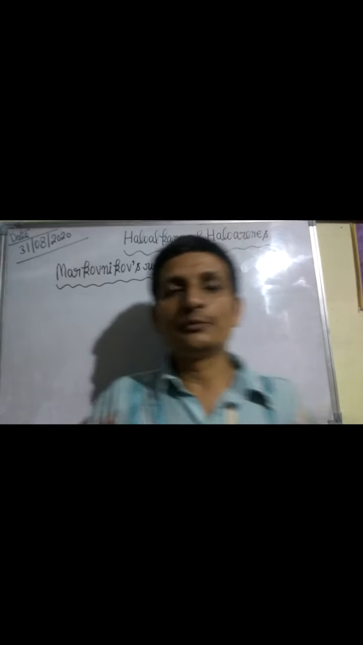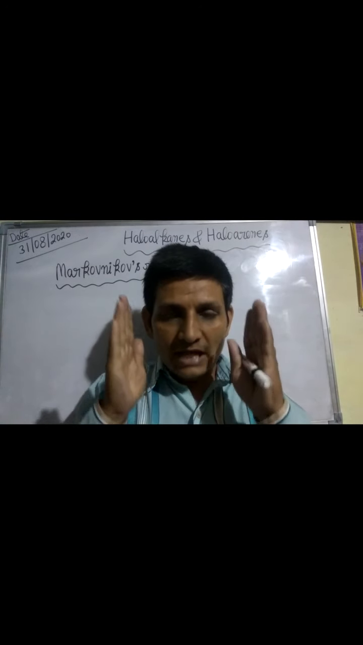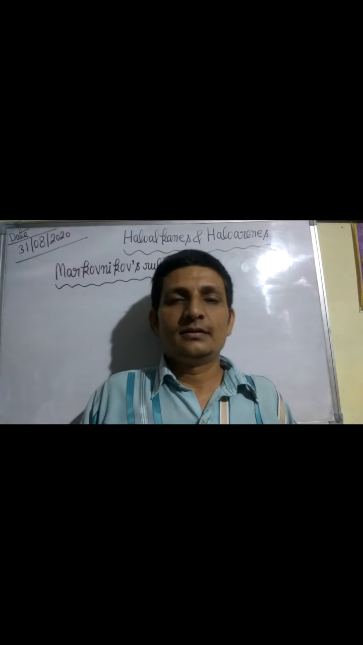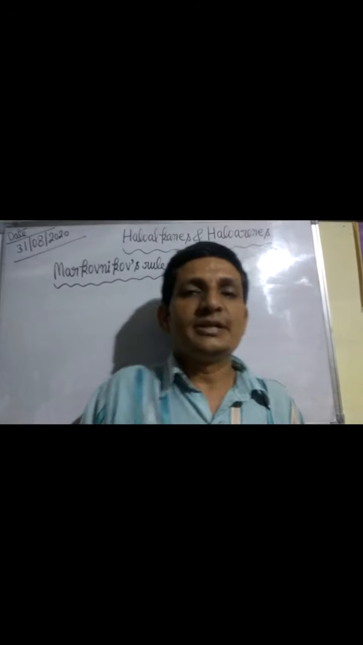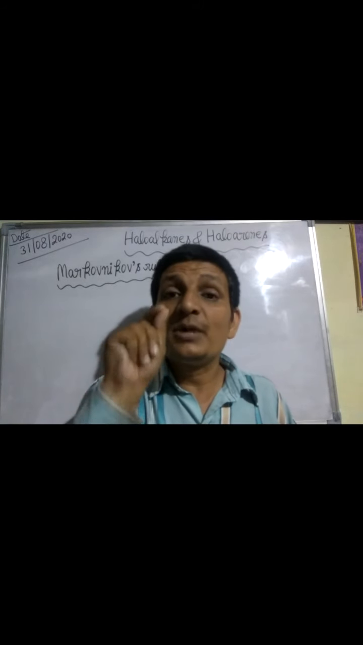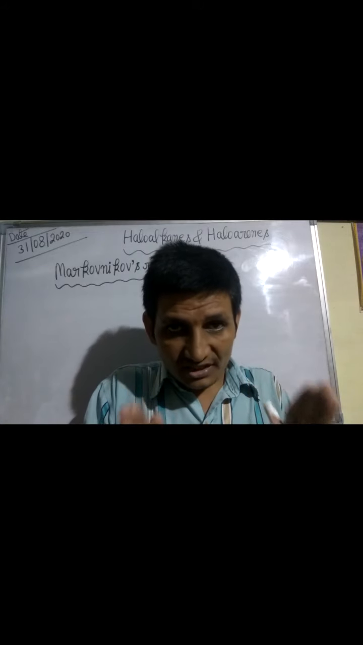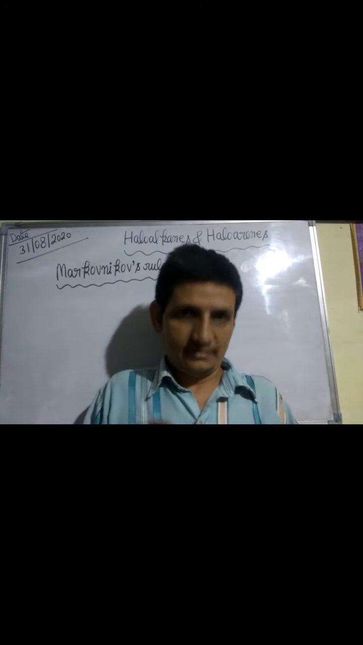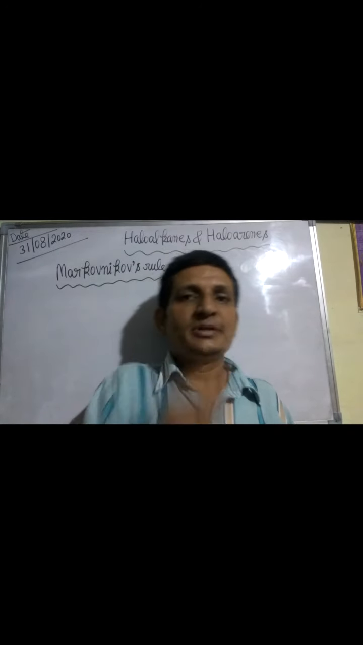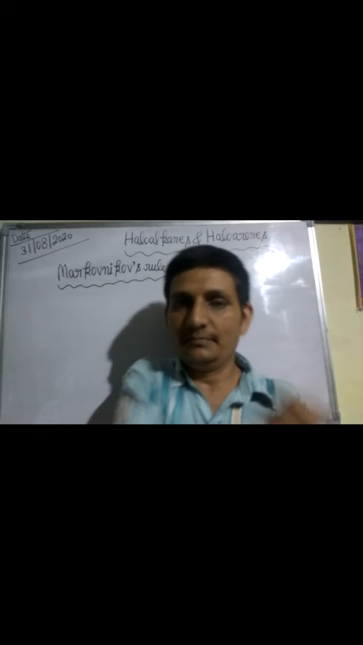What is the Markovnikov rule? In unsymmetrical alkene, the negative part of the adding molecule, like HBr, goes to that carbon atom which contains the lesser number of hydrogen atoms. Look here, Markovnikov rule.